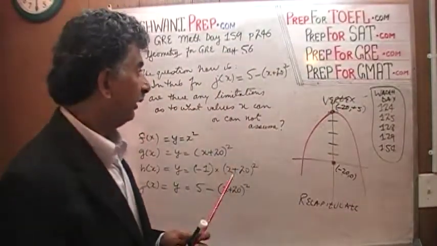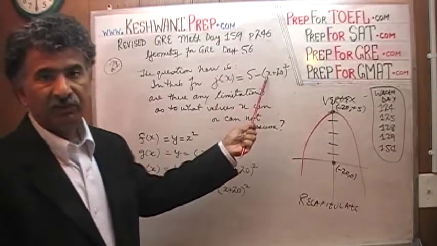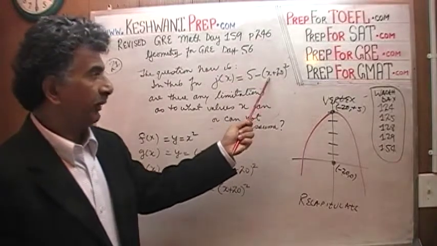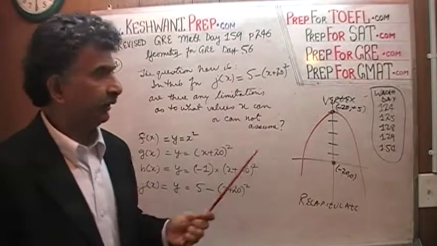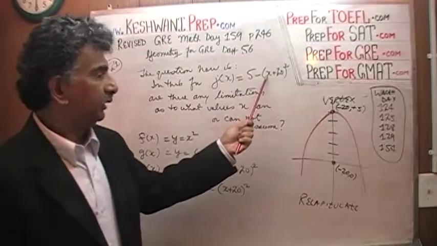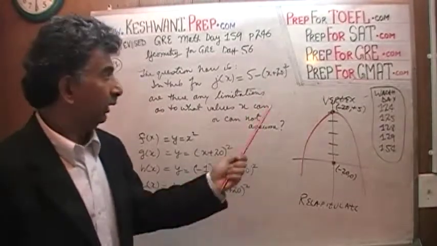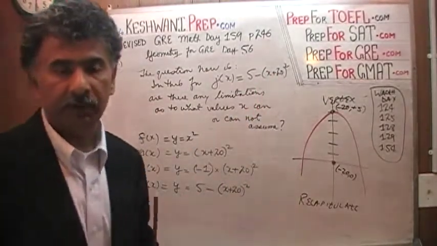Are we going to have some problems evaluating the value of this expression if x happens to be some positive number? Answer, of course, is no. x can be positive 3, and positive 3 plus 20 is going to be 23. Of course, we can figure out the square of 23. x can be 2, 22. We can figure out the square of 22. x could be 77. 77 plus 20 is 97. Of course, we can figure out the square of 97.